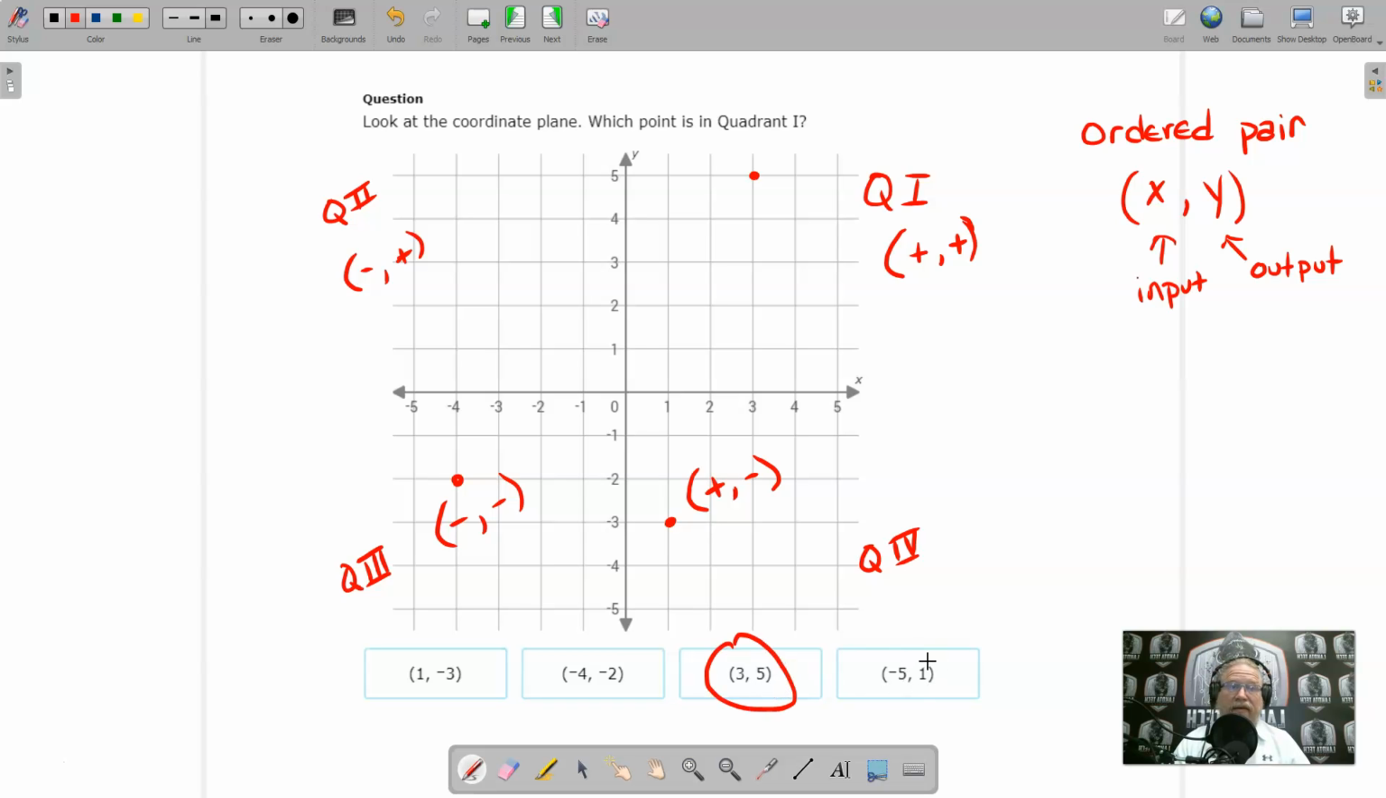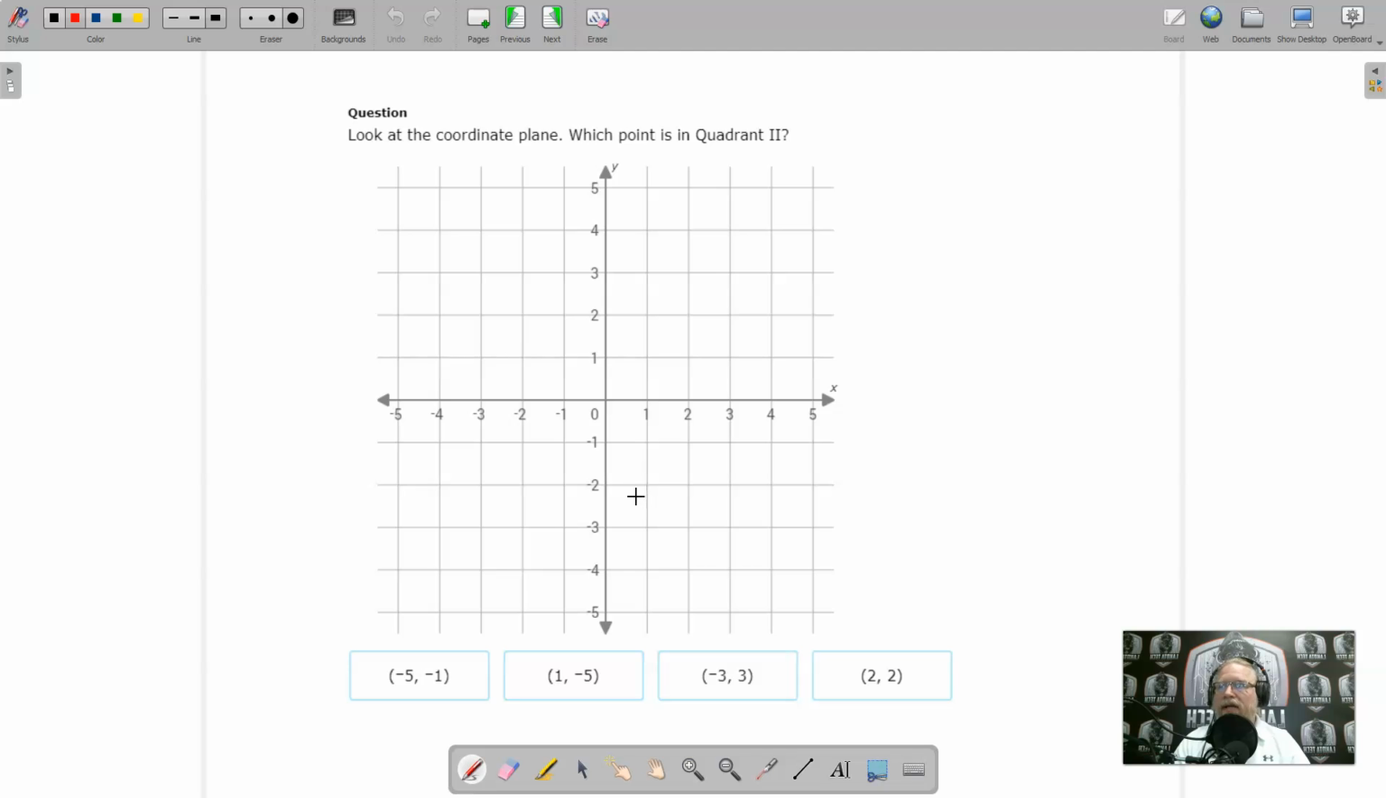Now, what if 3, 5 had been the last answer? Then you would have done, well, negative 5, positive 1. Nope, that's in quadrant 2, so it has to be this one here. Well, if you knew that everything in quadrant 1 were positive, positive, you could just look down here at the answers and find the one that has both positive x and positive y. And that also would be 3, 5.